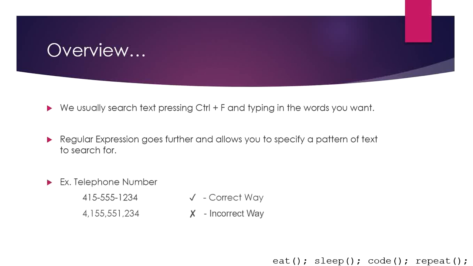Like I told you, for the telephone number, the correct way is like this and the incorrect way is like this. We don't separate telephone numbers via commas, as you can see over here, but via hyphens: a 3-digit number, then a hyphen, a 3-digit number, then a hyphen, and then a 4-digit number. So this is what we are going to do: check whether this is a phone number or not.